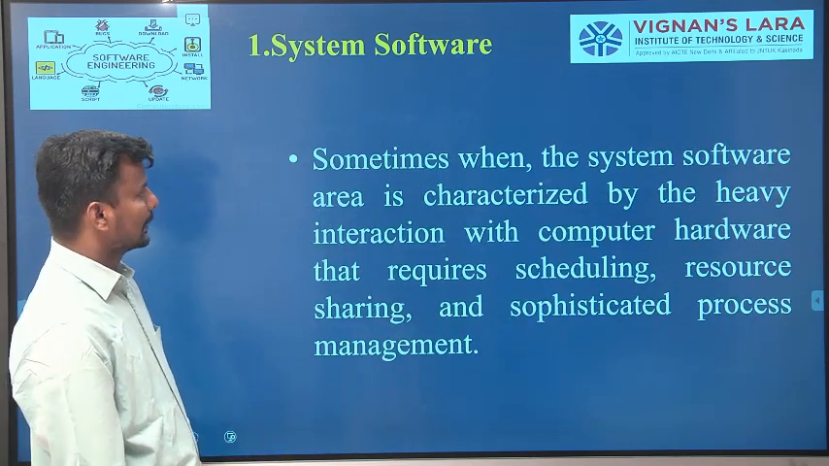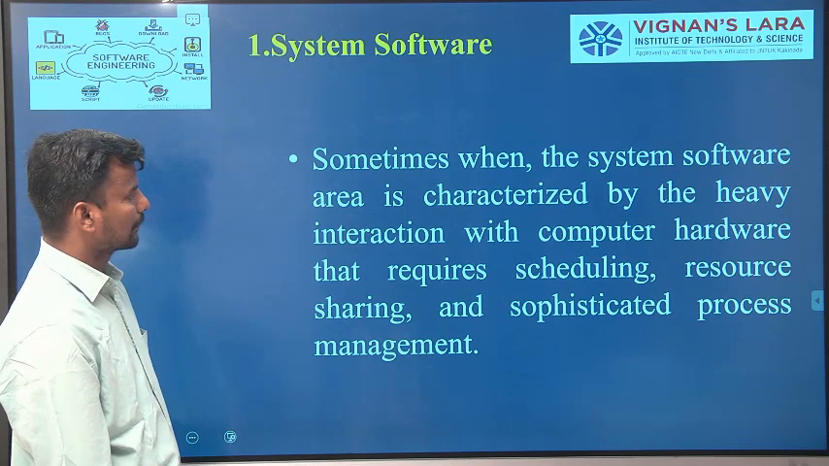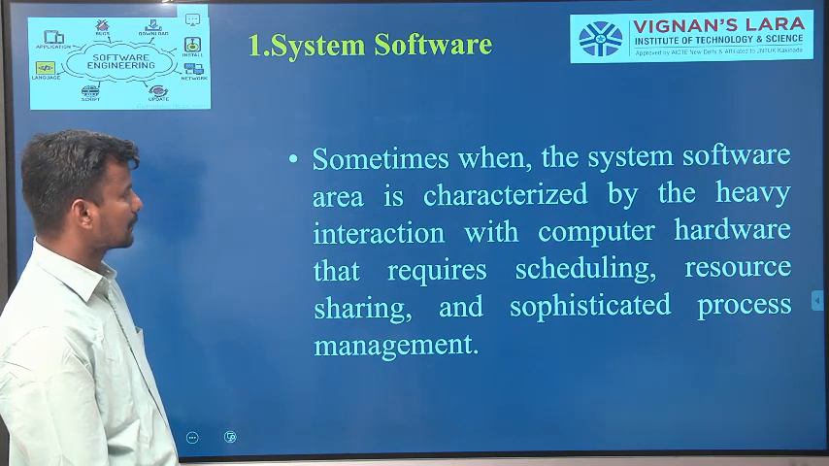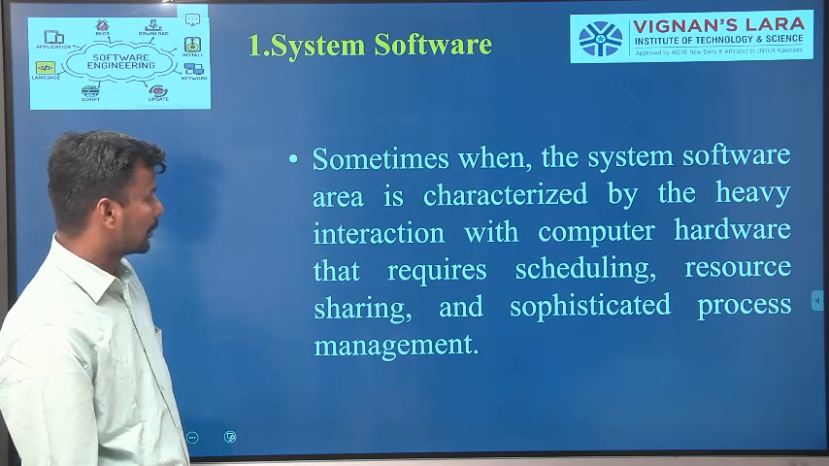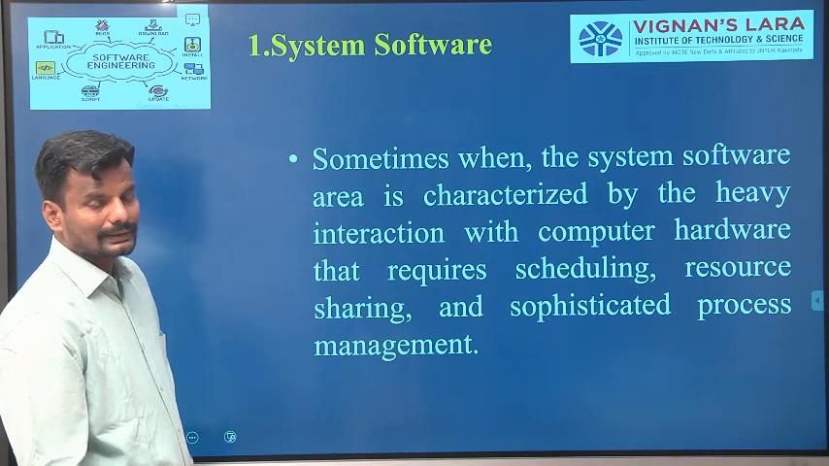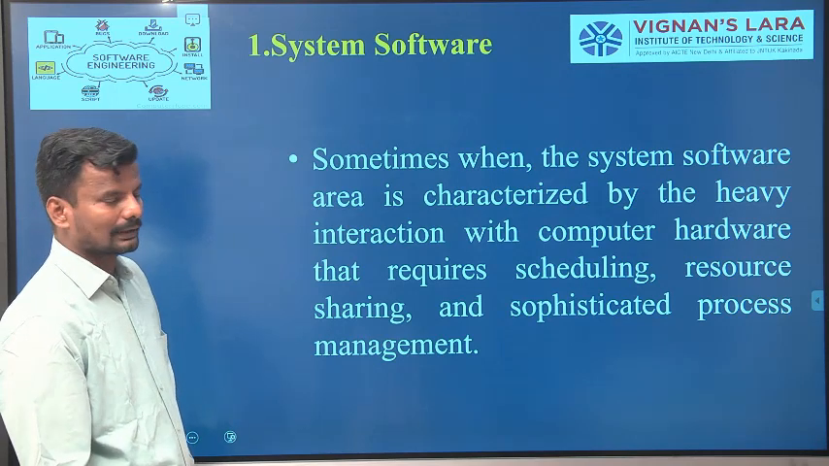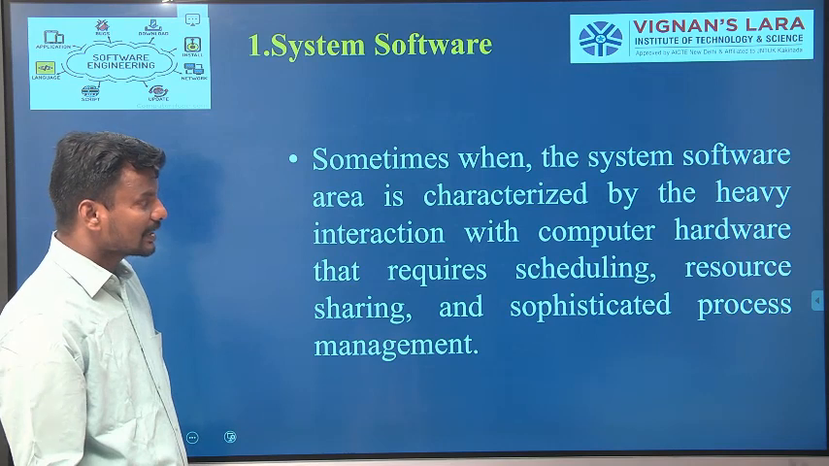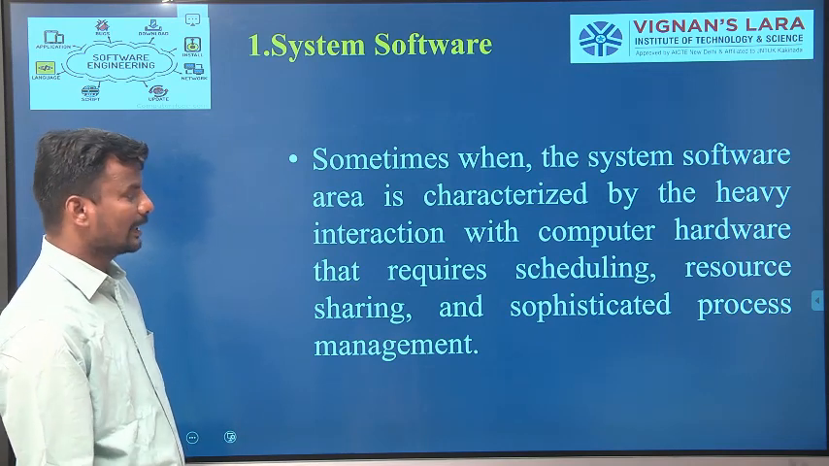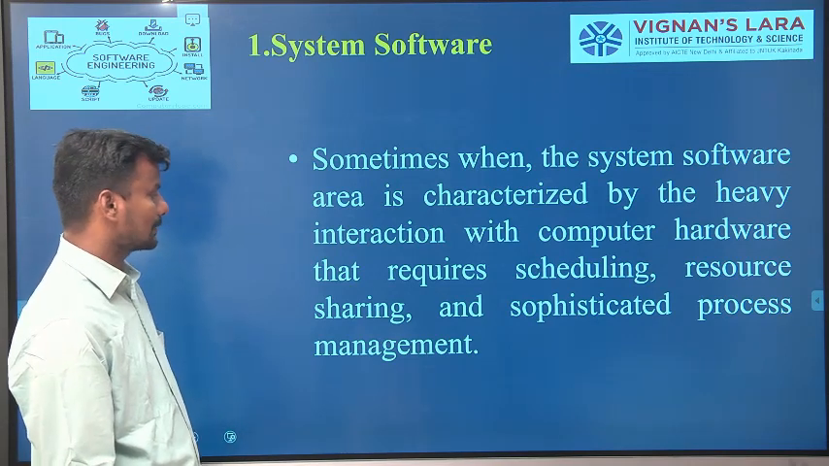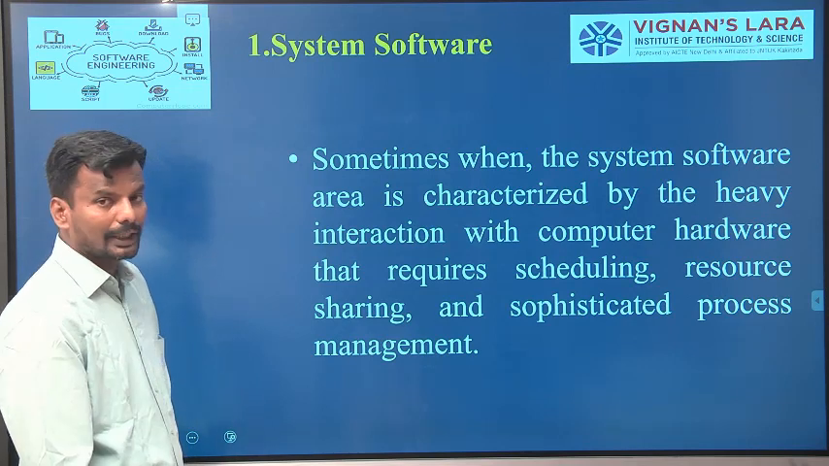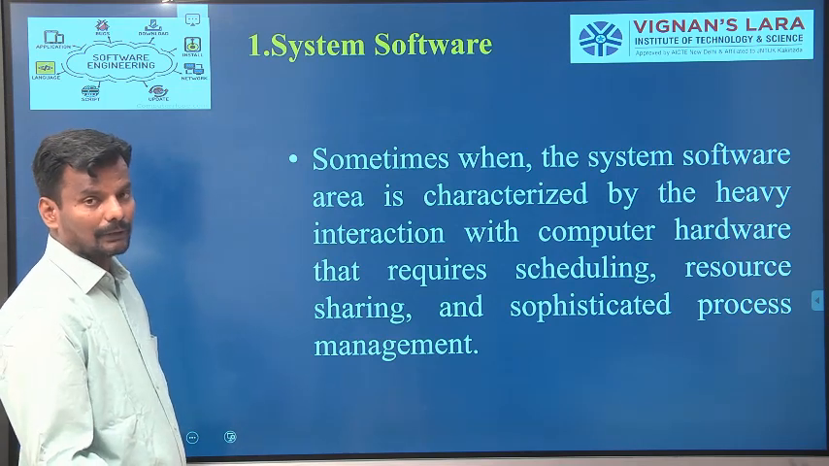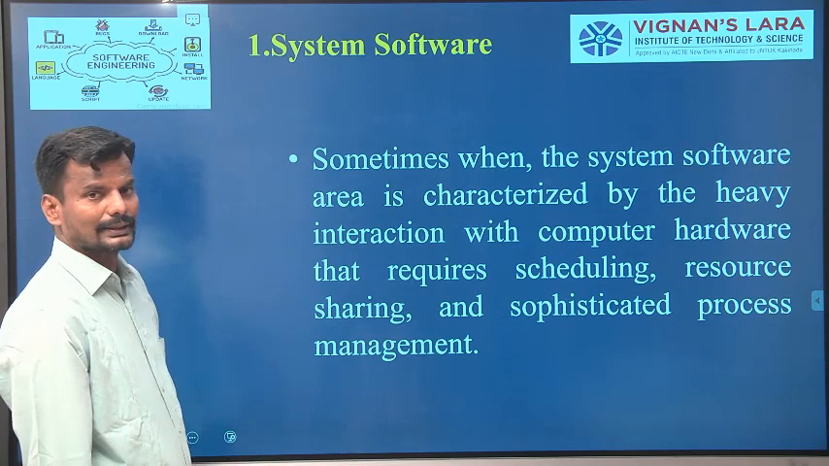And next, in this system software, some of the system software will interact with the computer hardware. During this interaction, it requires scheduling, resource sharing, and sophisticated process management. Those are the things we need for the system software to interact with the computer. That's all about the system software.